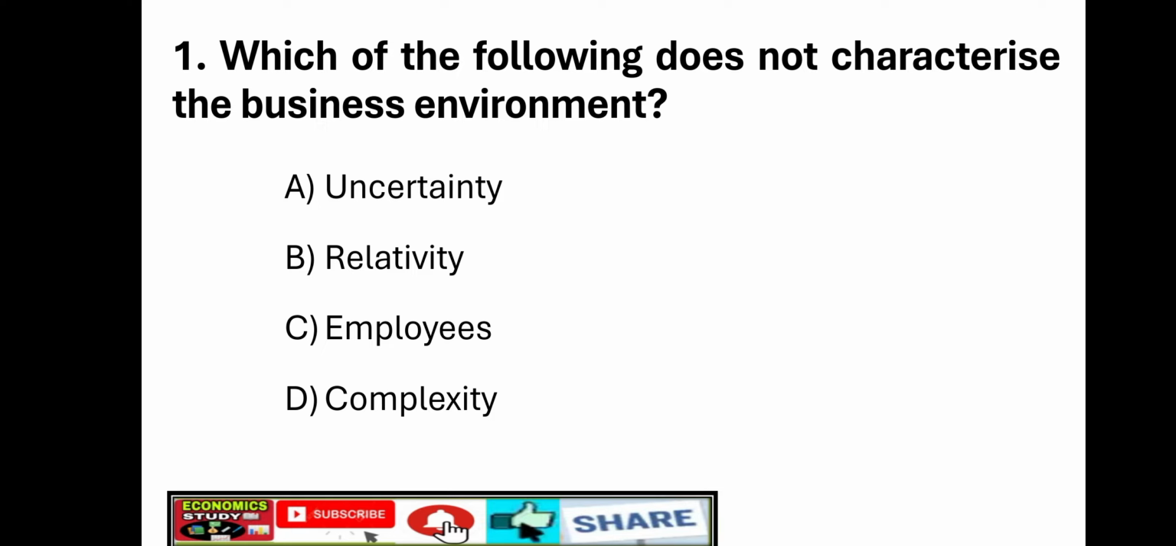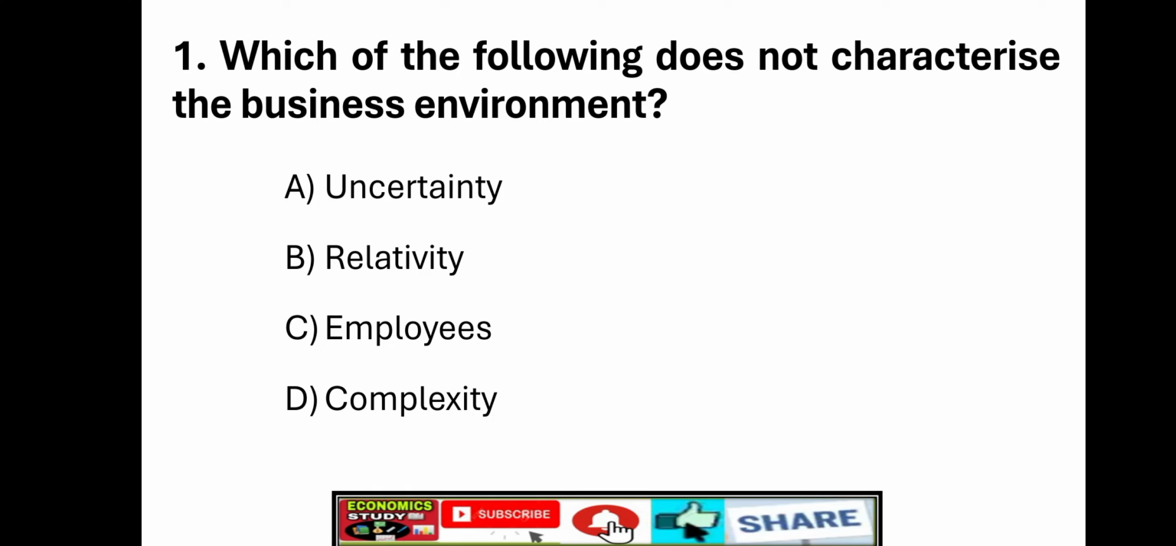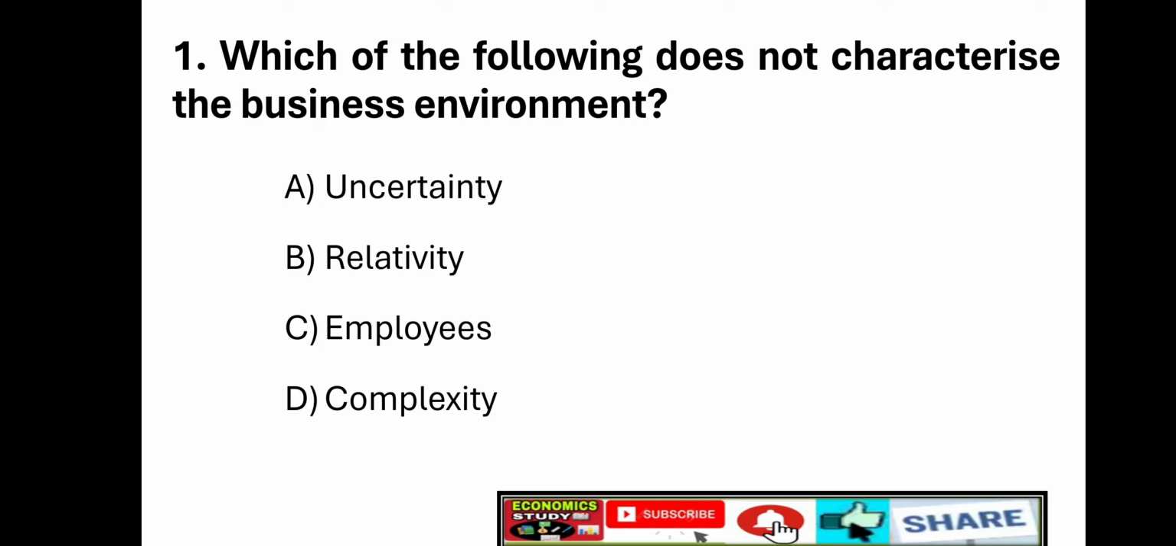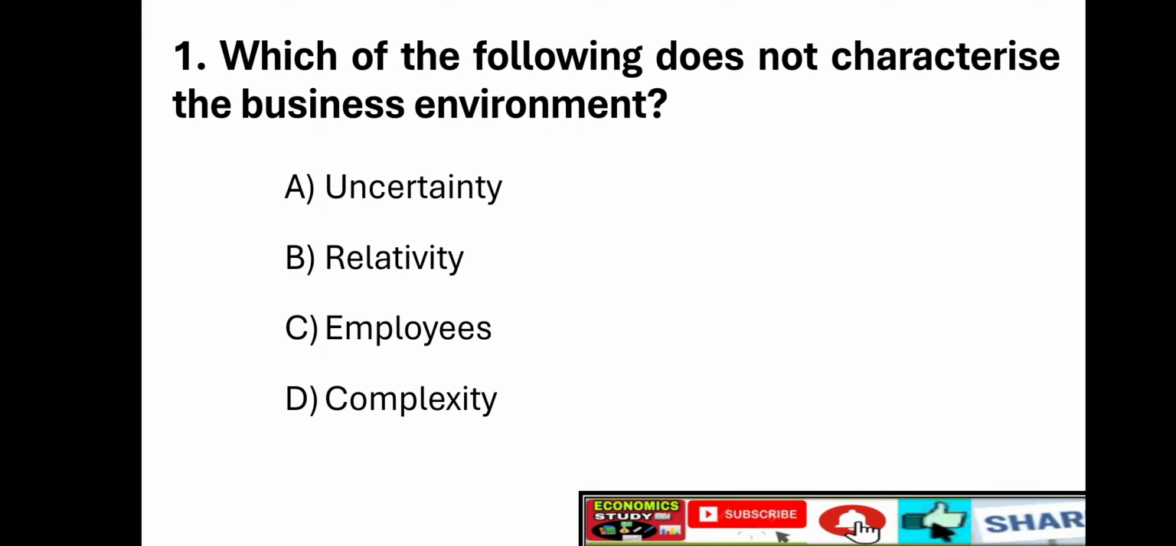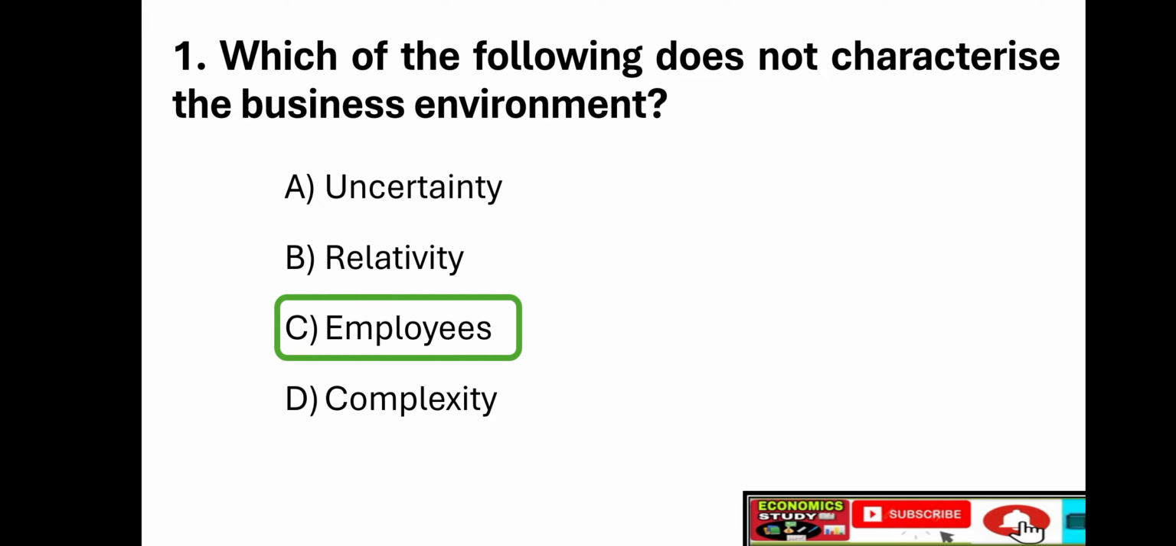First question, which of the following does not characterize the business environment? Option A, uncertainty. Option B, relativity. Option C, employee. Option D, complexity. Our right answer is option C, employees.